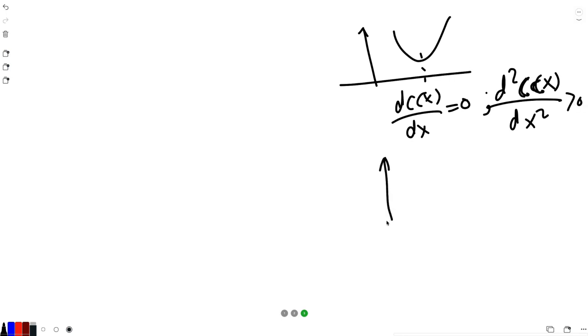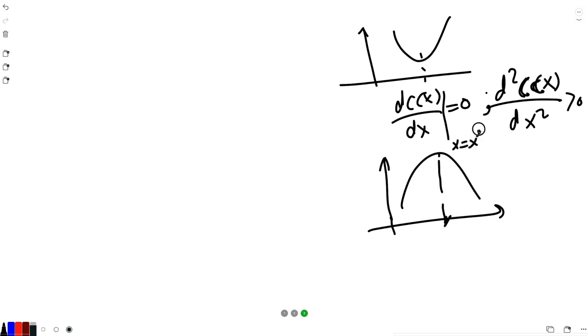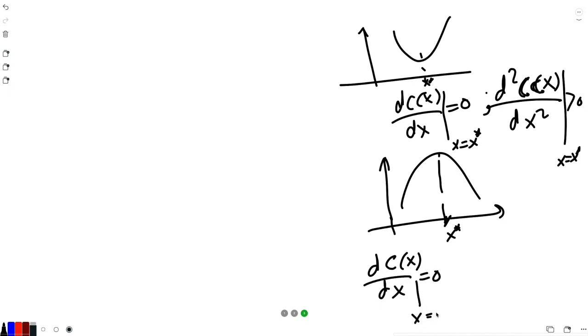The second case is the maximum point. This is of course at x equal to x star, and this is also at x equal to x star. So at this point, again, we have dc of x over dx equal to 0 at x equal to x star, and the double differentiation, the rate of change of c of x over dx square, is less than 0. The rate of change goes from positive to negative.